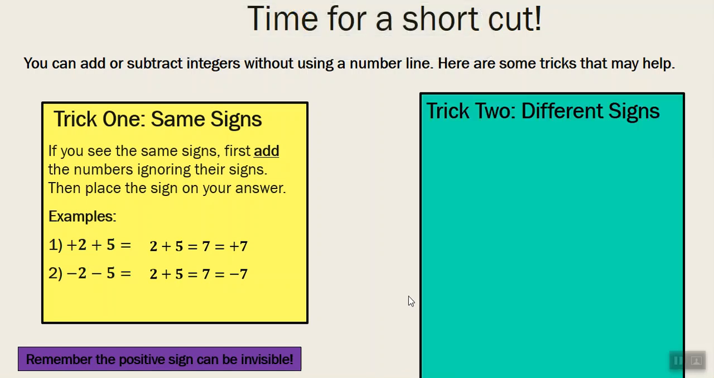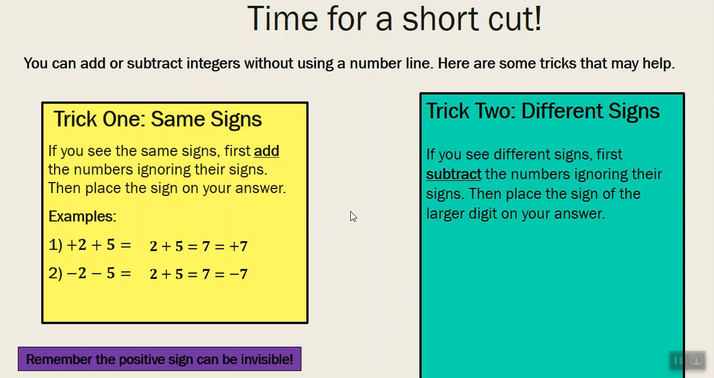Now, the second trick is for different signs. So instead of seeing a plus and a plus and a takeaway and a takeaway, what if I have one of each? If you see different signs, first subtract. So instead of adding, subtract the numbers, ignoring their signs. Just subtract them without their signs. Then place the sign of the larger digit on your answer. Here you can see I have two different signs. One's a plus sign, one's a takeaway or a negative sign. Because there's one of each, all I've got to do first is ignore the signs and subtract normally.